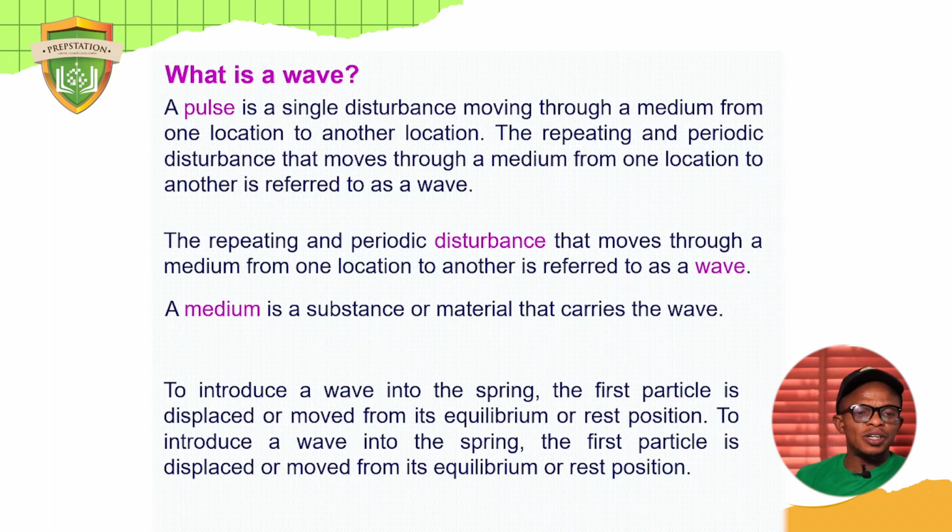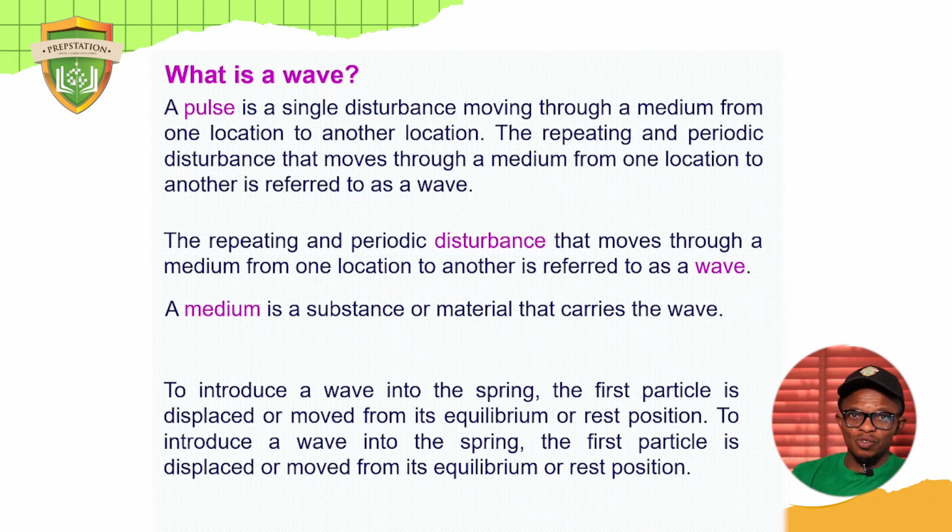Now, the repeating and periodic disturbance that moves through a medium from one location to another is referred to as a wave. Now, what is a medium? You might want to know, because in my definition I said a wave is a disturbance, right? I've explained what a disturbance that travels through a medium is. Now, what is a medium? Medium here refers to matter. Remember, we have three states of matter: solid, liquid, and gas.